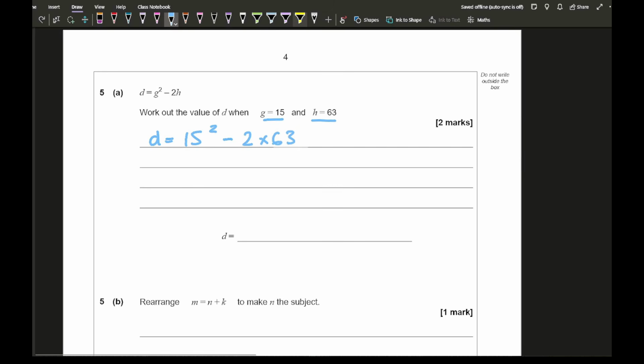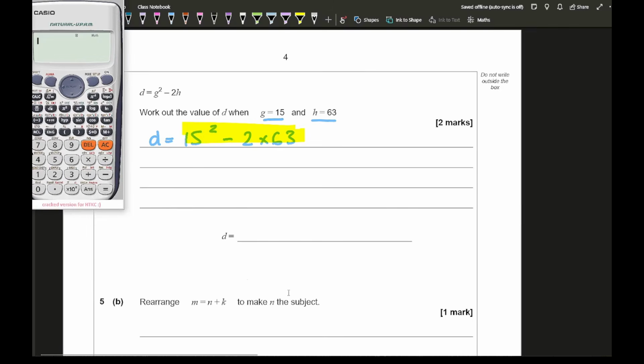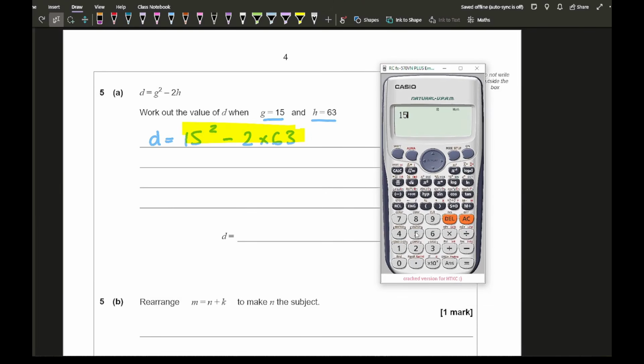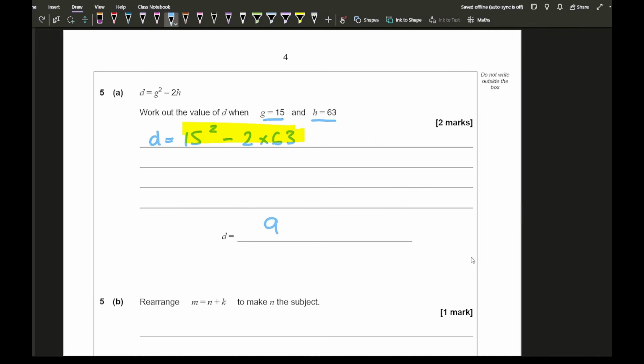And again, you can type that all into your calculator, because remember this is a calculator paper. So if I just get my calculator up, and it should be loading there. And again, all I'm going to do is type this in. Now typically you could have the 2 times 63 in brackets, and that's entirely up to you. But with BIDMAS, you should be okay just simply typing it in. That gives us an answer of 99.